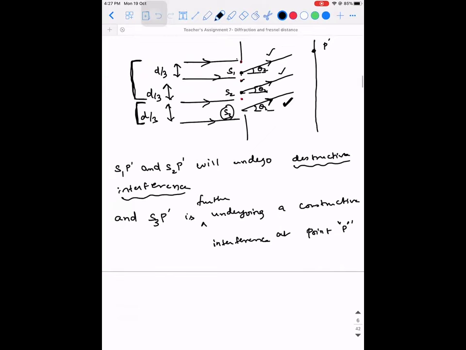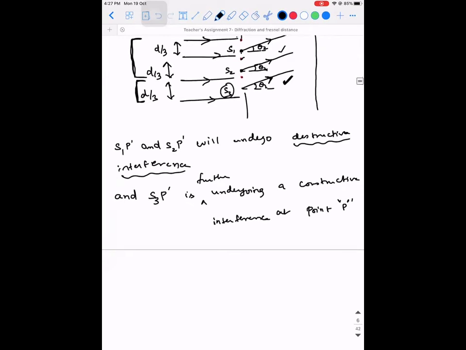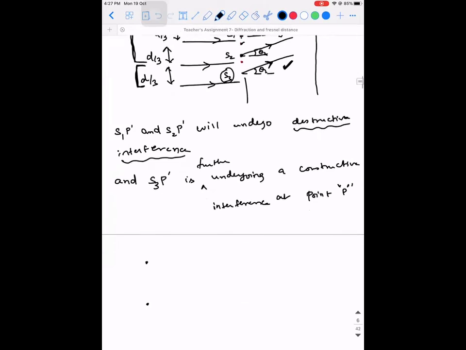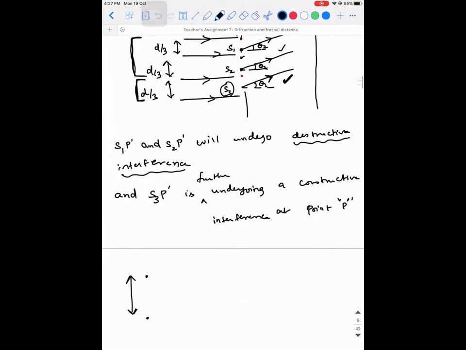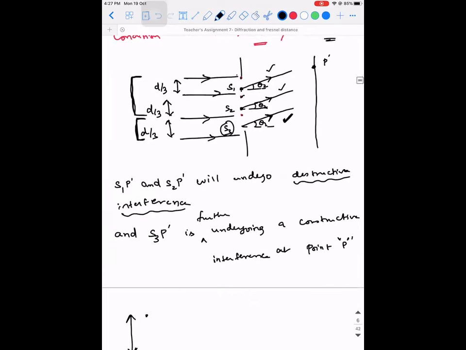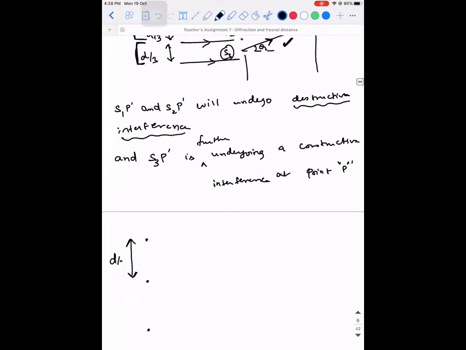Now comes an important point. I'm drawing a separate diagram: S1, S2, S3. What is the distance between S1 and S2? D/3. Yes. So this is S1 and S2. The rays are getting bent such that this is theta2 and this is also theta2. You have a point P which is falling here, P'.